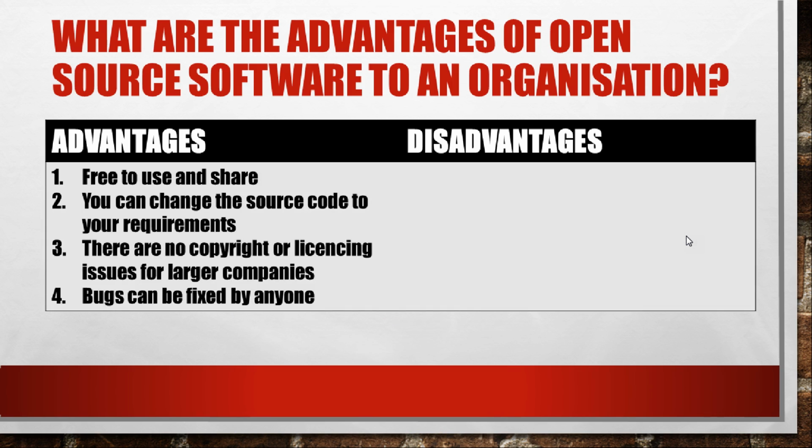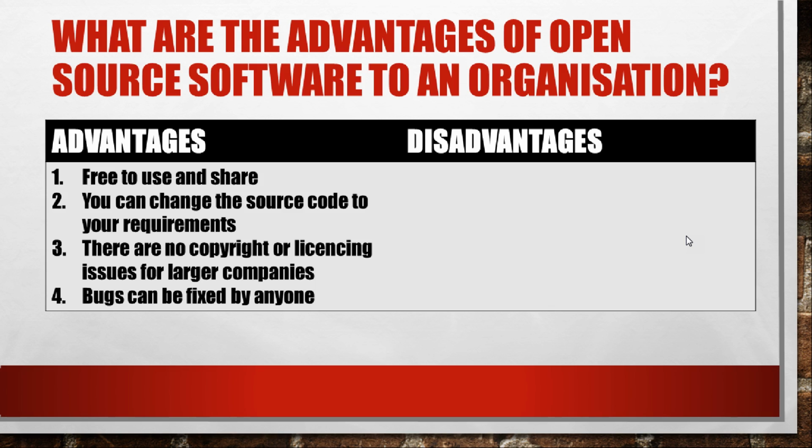Okay, well the answer is that, as we know, open source software is free to use and share, which is really great. There's no licensing costs, and as it says in point 3, there's no license or copyright issues for larger companies. So if we need to roll it out, there's no complex licensing agreements. We can share it about, we can fiddle around with it, you can change the source code to your requirements, build it how you want, change it how you want. And if there's a bug, you can fix it.